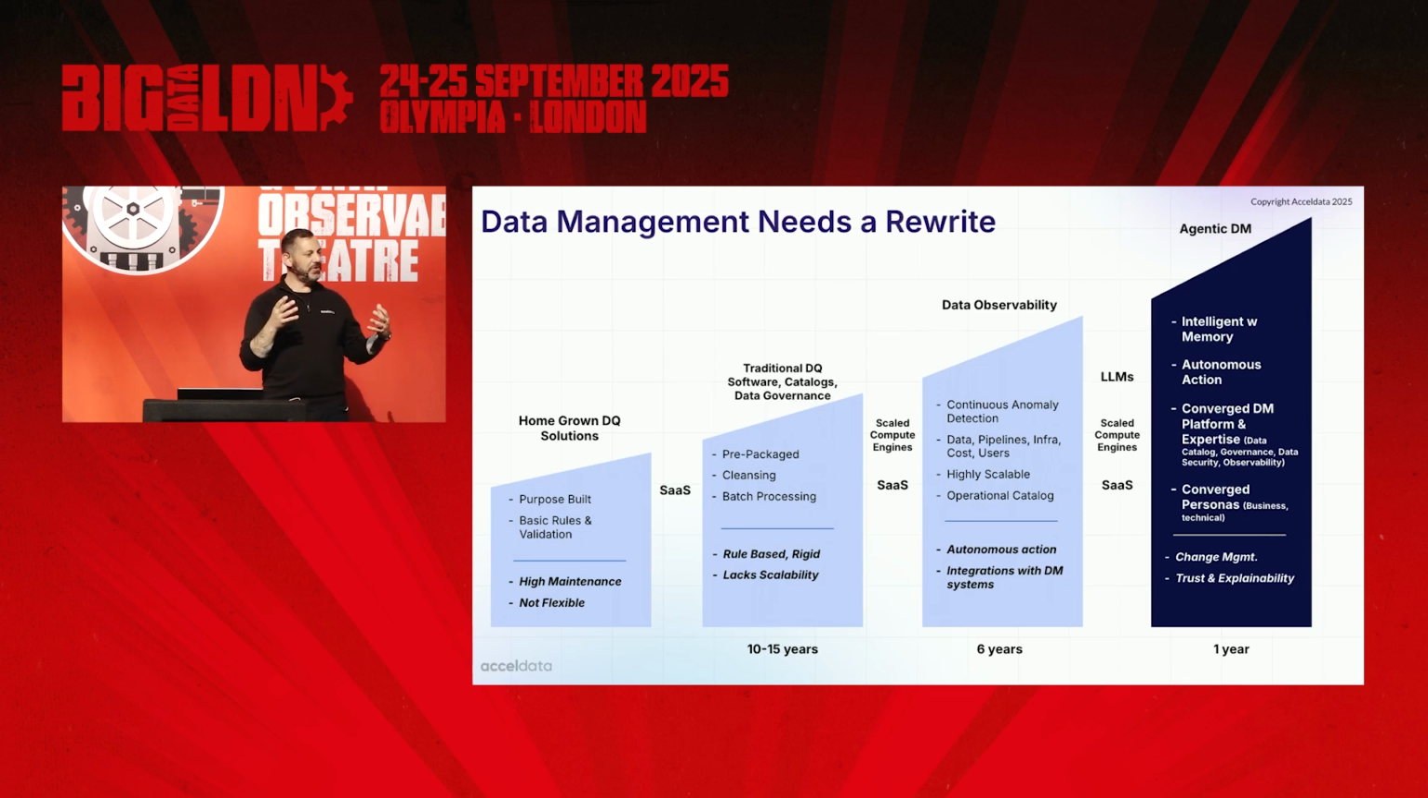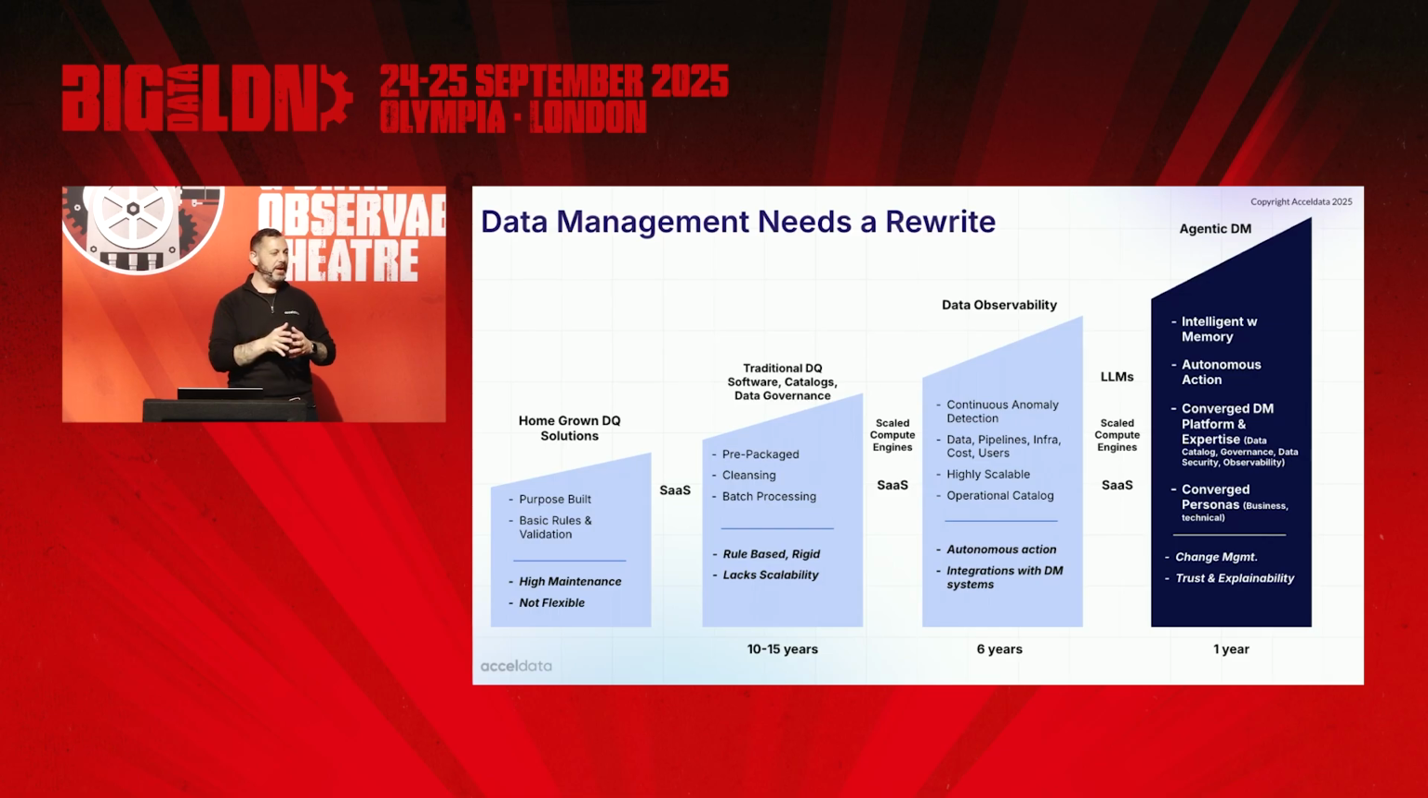Then you introduce the full-scale data observability platforms, where you're doing continuous anomaly detection, monitoring data, pipelines, users, et cetera. It's much more scalable, and it exists as an operational catalog without itself being a catalog. Now, on top of all of that, we're adding in agentic data management. So take everything that you see in that data observability column and put on top of it a layer of AI-based agents that help speed up that whole process, scale it even further, and make it easier for a much wider user base within your organization.